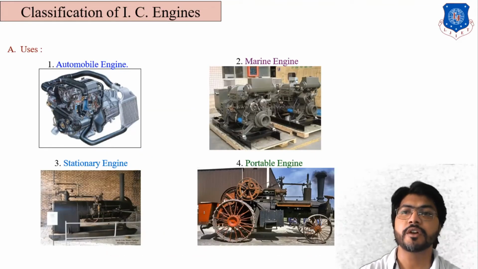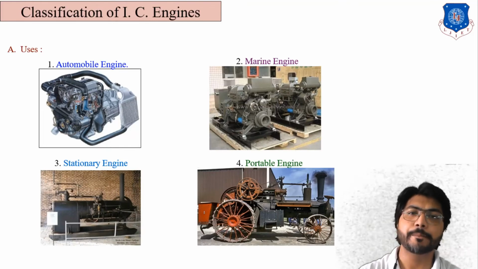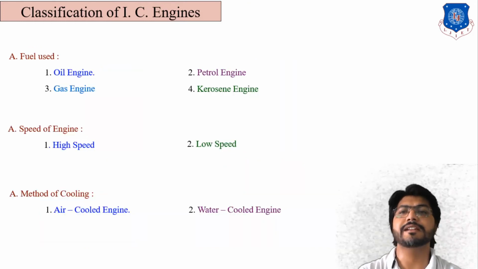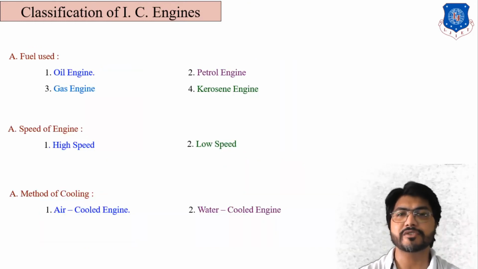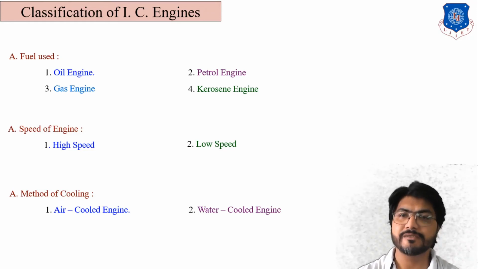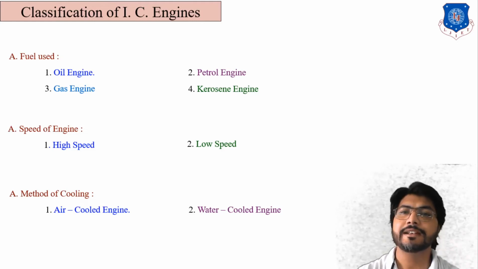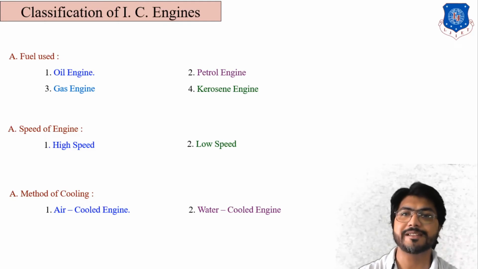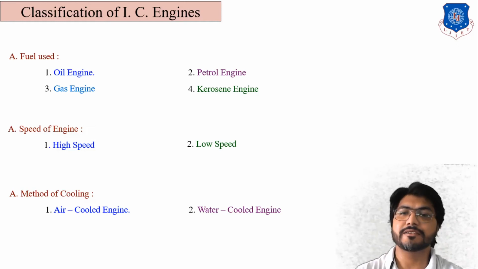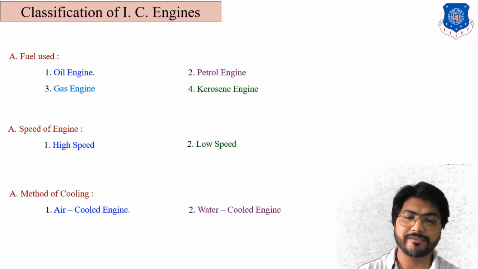Next, classification according to uses: automobile engine, marine engine, stationary engine and portable engine. Again, classification of IC engines based on fuel: oil engine, petrol engine, gas engine and kerosene engine. The fuel used for combustion gives the fuel-based engines. Next, speed of engine: high speed engine and low speed engine. According to the method of cooling, the IC engine is again of two types: air cooled engine and water cooled engine.